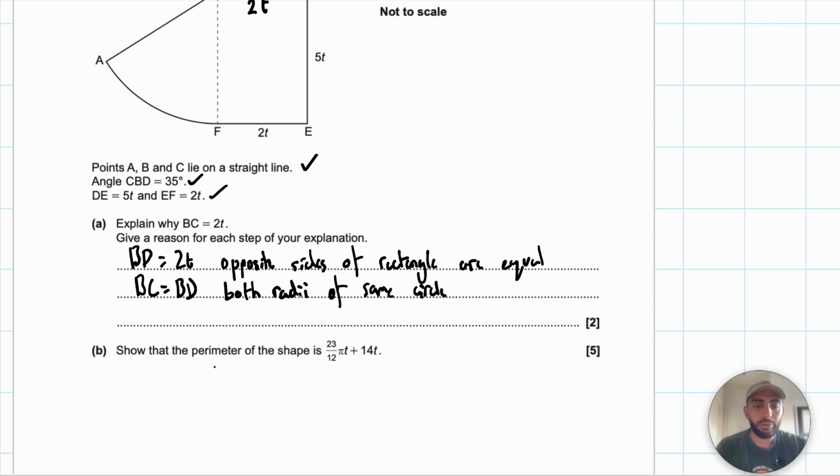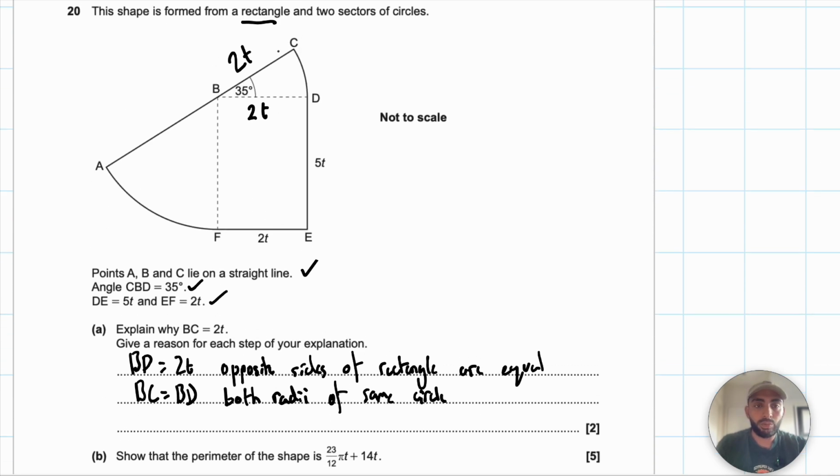Part B, show that the perimeter of the shape is 23 over 12 pi t plus 14t. So we need to find the total perimeter. We can already see we've got a 2t and a 5t, and that 2t we could also figure out. If this length is 5t because of opposite sides, that length will be 5t. So the only lengths we need to find are this curved part and this curved part.